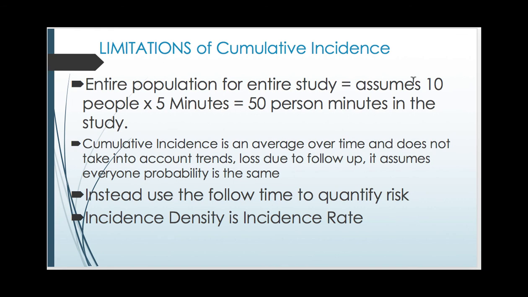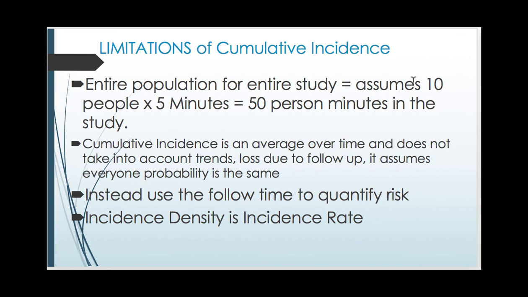You may lose them to follow-up. They may pass on and not be part of your study. Sometimes you have people that enter and leave the study. So that is one issue with using cumulative incidence. It doesn't take into account a dynamic population. Also, it doesn't really represent well how fast a disease is moving inside of a population. It only gave us a proportion.